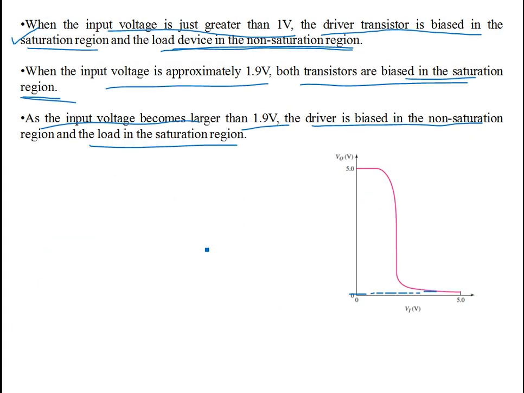So which transistor is in sat and which transistor is non-sat, or whether both are in sat, all depends on the input voltage. You have to see how the input voltage affects VDSD, which is the output voltage, and you also have to see what VDSL is. These two parameters will give you the idea where the transistor is going to be biased, in sat or non-sat.